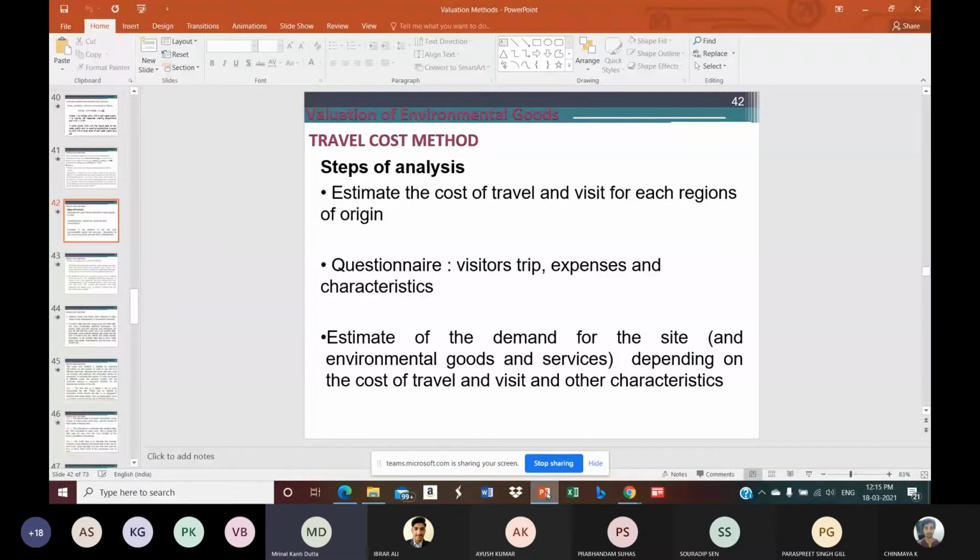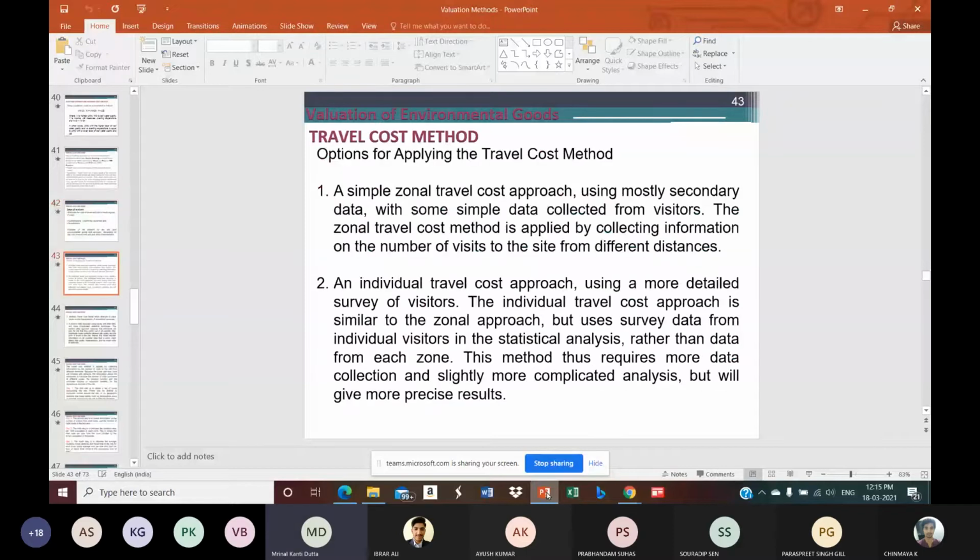So after that, the demand for the site is estimated depending upon the cost of travel and visit and other characteristics. So there might be a lot of characteristics as I pointed out. So based on these things, the demand for the site might be determined or estimated.